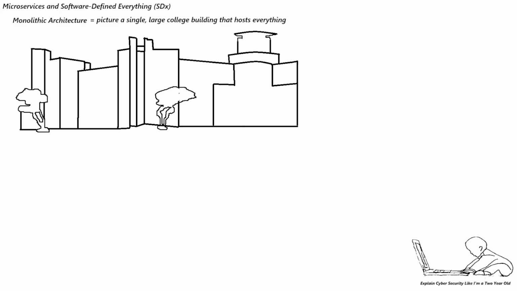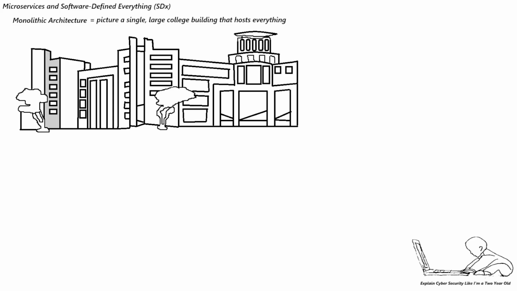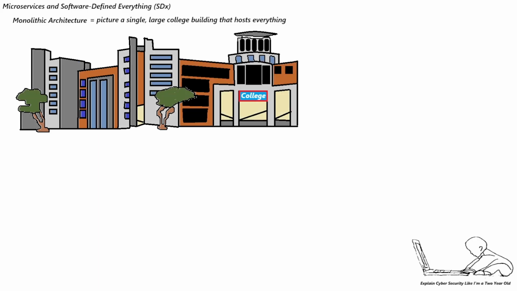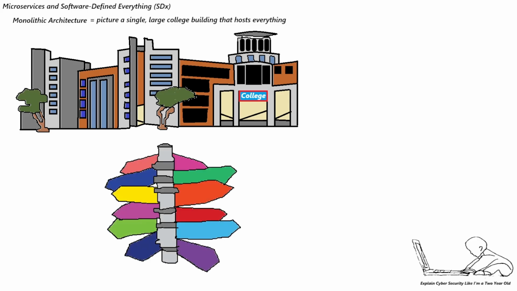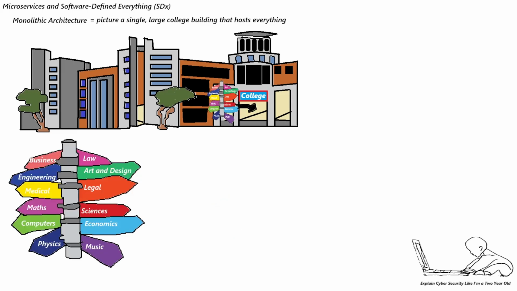To understand microservices, we first must understand monolithic architecture. Let's use an illustration and analogy to visualize. Picture a single large college building that hosts everything, aka all the courses a student could want, meaning the college campus signpost might look something like this. And this would all refer to the same one building, aka a monolithic college building architecture.